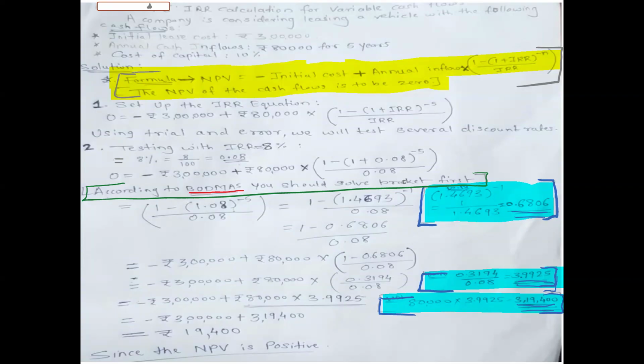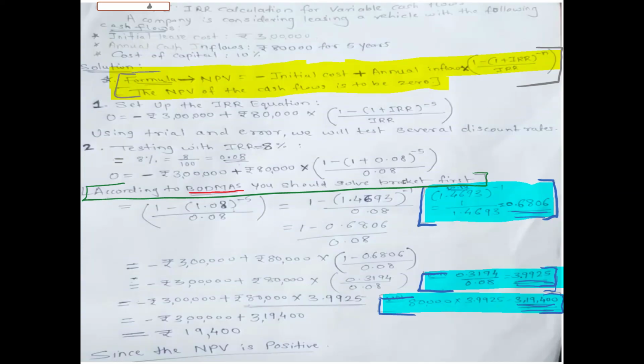According to BODMAS, you should solve the bracket first. So we have taken this bracket here: minus 3 lakh plus 80,000 into bracket 1 minus bracket 1.08 bracket complete raised to minus 5, divided by 0.08, is equal to. Now we are going to calculate this.